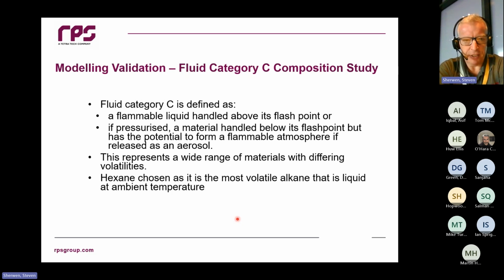So hexane was chosen. Hexane gives very conservative answers because it's one of the most volatile of the category Cs. It's quite analogous to petrol, really. Okay, so what you can say is that when you get zone extents for category C liquids, they are sort of conservative. They are going to be a worst case.